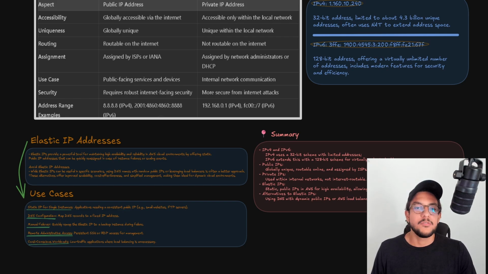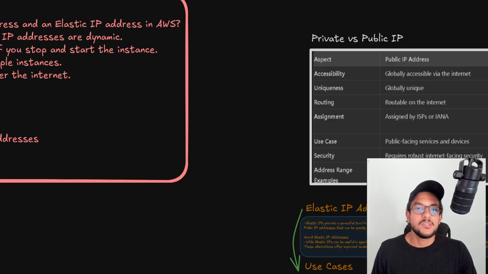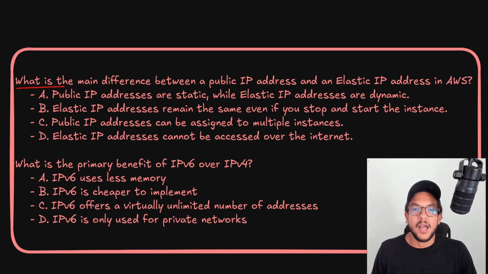Now, let's jump into those questions I've mentioned. The first one: What's the main difference between a public IP address and an Elastic IP address in AWS?